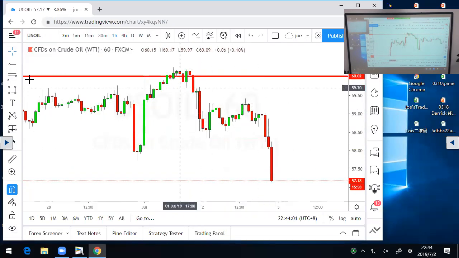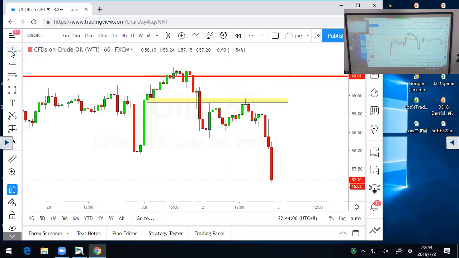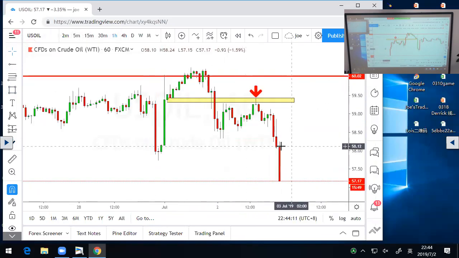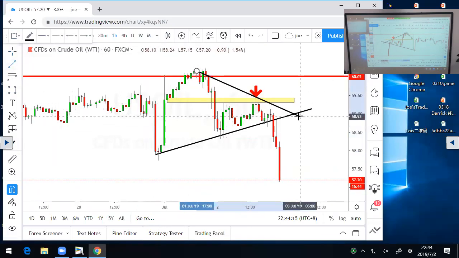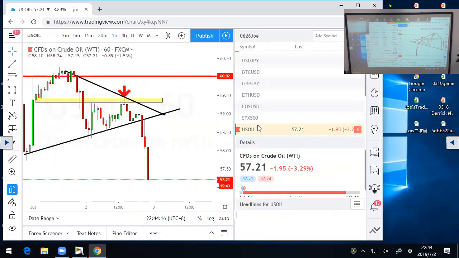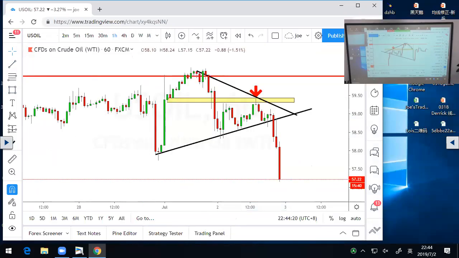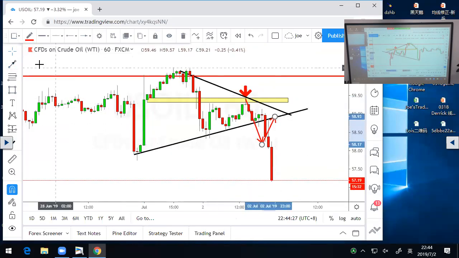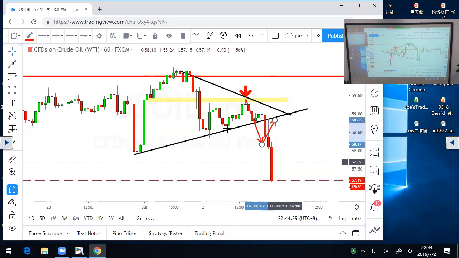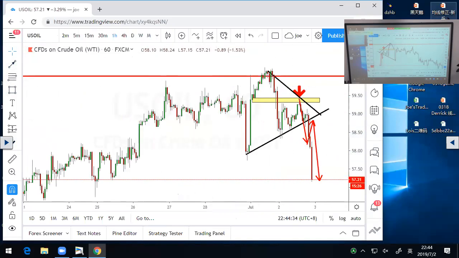So today, what you can do is try to find a pullback to this support. This actually is the best shorting opportunity for oil, and then it's followed by a triangle, and it breaks down and pulls back. So just in the last hour, if you understand my strategy, you should catch this pullback and sell from 58.85. And now you have a very nice profit.